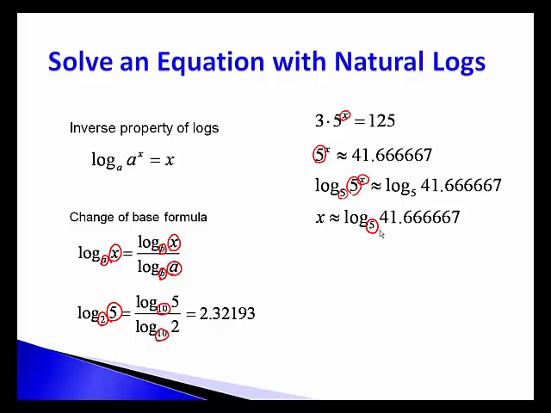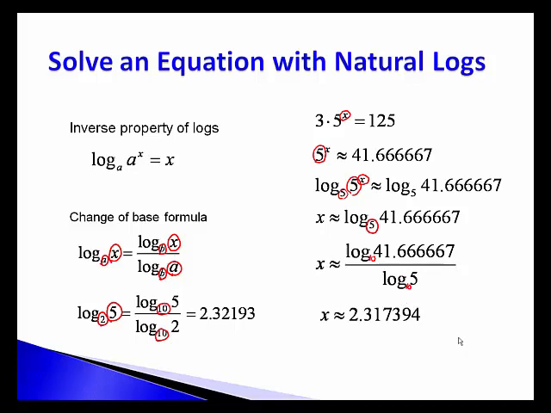Now let's go back to our problem and see how that helps us. Over here we have the log base 5 of 41.666667. What we want to do then is calculate that as x is approximately equal to the log base 10, this time you don't see it written, but it's an understood 10, of 41.666667, and I need to divide that by the log base 10 of 5. Well, grab your calculator and do that, and you should get x is approximately equal to 2.317394.